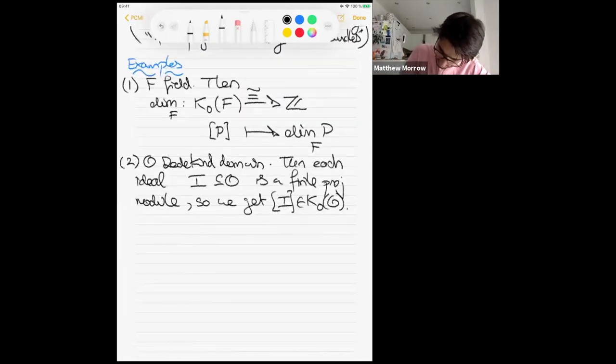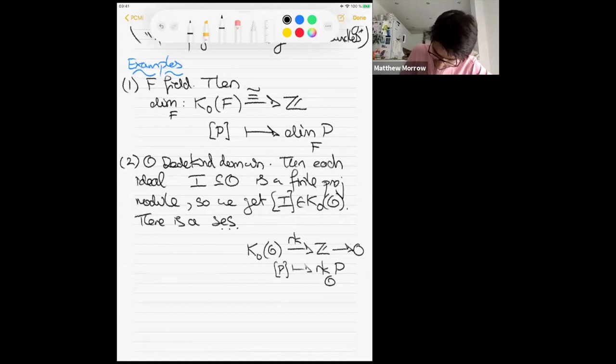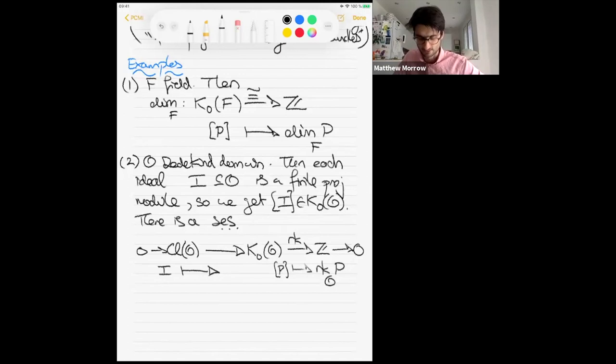And what then turns out to be true is that we can break up this K0 into a short exact sequence as follows. So as before, I've got some map to the integers given by taking my finite projective module and sending it to its rank. And we can completely understand the kernel of this in terms of the class group. So here I put the class group of O, that is to say, non-zero ideals under multiplication. And so if I have a non-zero ideal in the class group, what do I send it to in K0? I don't send it to the class of I. In fact, I send it to the class of I minus the class of O itself, which is the identity element there.